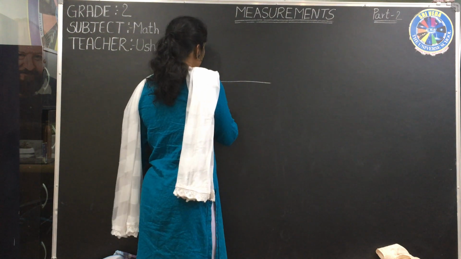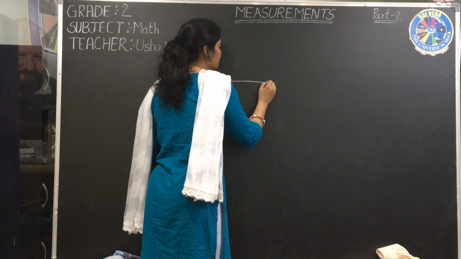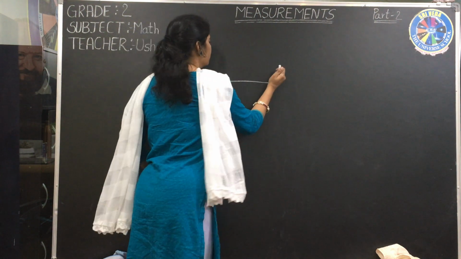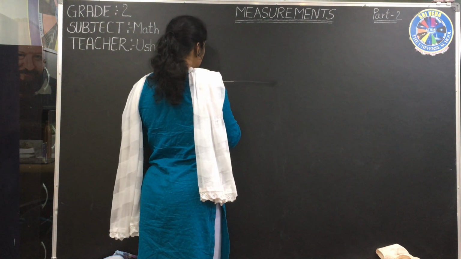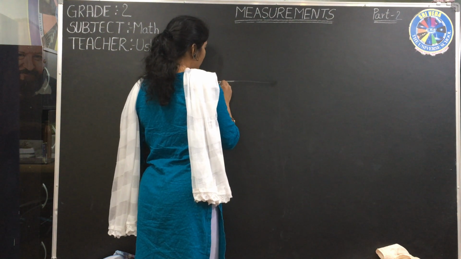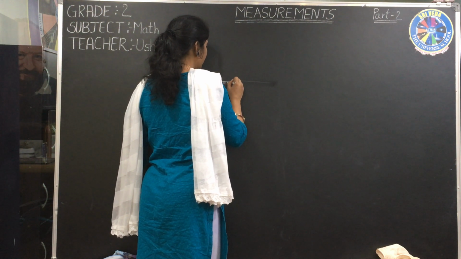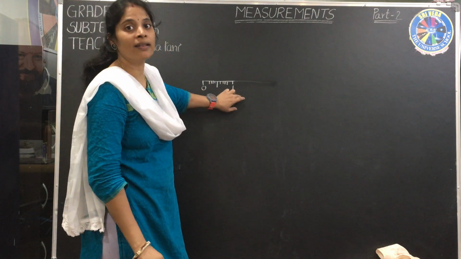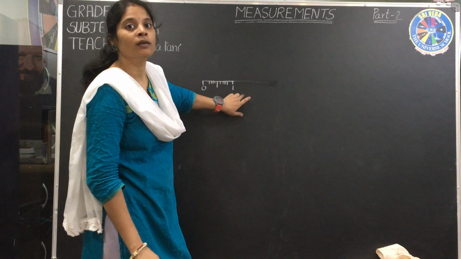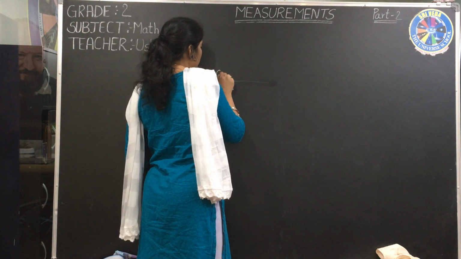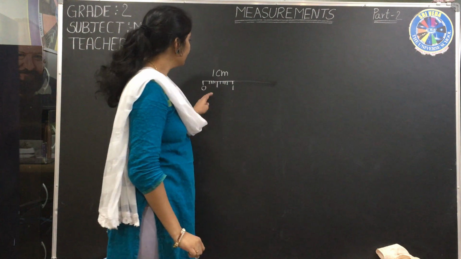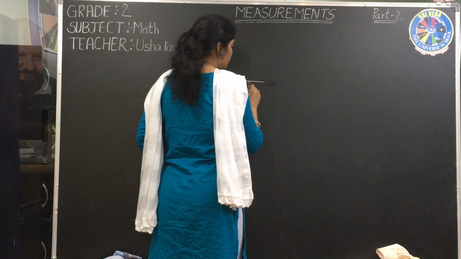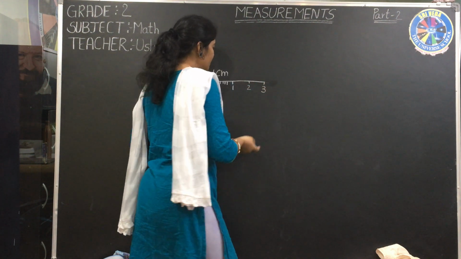First, this ruler starts with which number? 0. This is 0, and small lines will be there. 1, 2, 3, 4, a little bit big. Here to here is 1 centimeter. 0 to 1 is 1 centimeter. 1 to 2 is 2 centimeters, 1 to 3 is 3 centimeters.